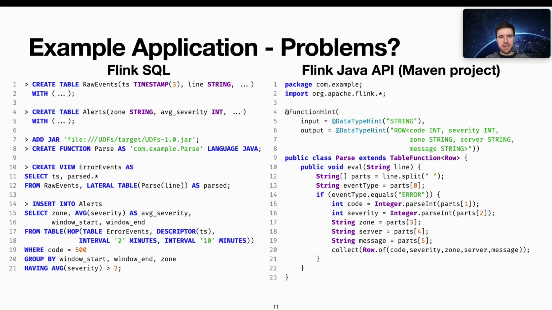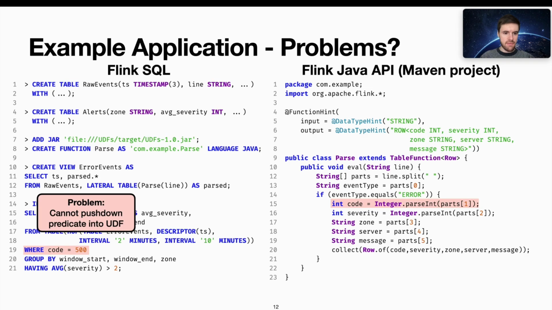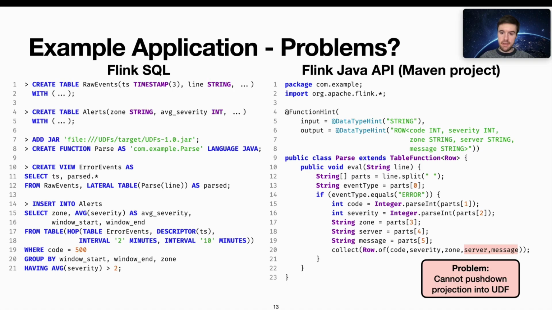So now that we are done, are there any problems with how we have implemented this application? One problem is that the SQL code is compiled separately from the Java code, and this means, for example, that we cannot easily push down predicates from SQL into the Java UDFs, since these UDFs are already compiled. Another problem is that the UDF is materializing fields that we never end up using in the query, and we cannot push down a projection to remove these fields early.